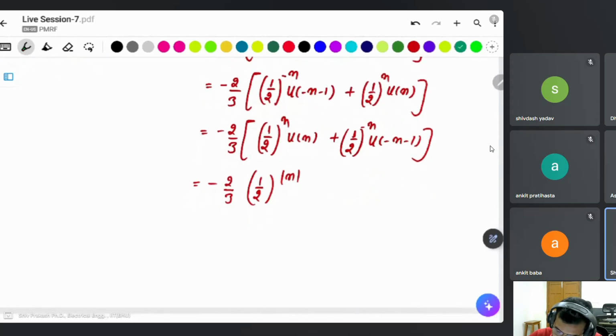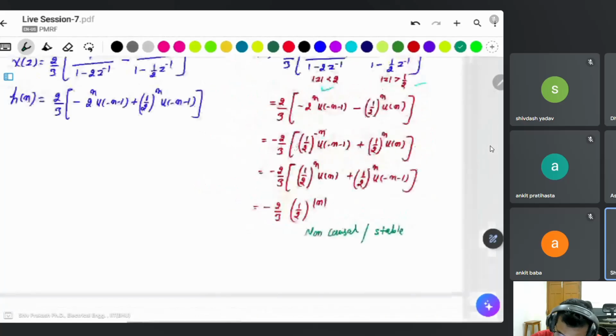This system is a non-causal system because there is a two-sided ROC, and the ROC will include the unit circle radius. That's why the system will be a stable, non-causal stable system.